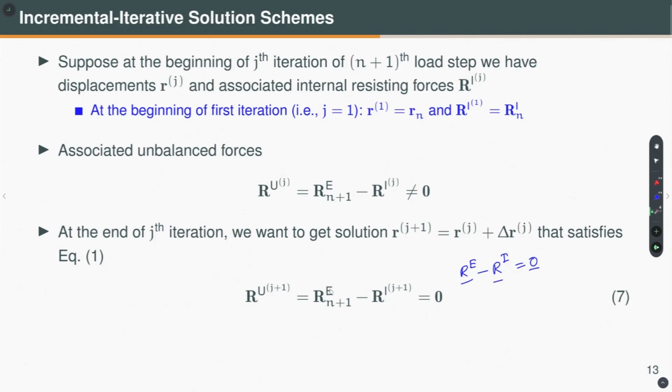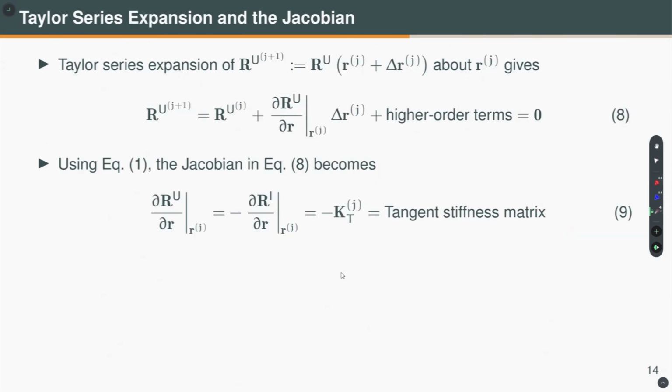Therefore, I am writing that the external force vector minus the internal force vector at the j plus 1th iteration is equal to this. When I say at the beginning of the jth iteration and at the end of the jth iteration, that means I am talking about j plus 1th. Now how do we derive such a method? You recall that RU is a nonlinear function of the displacement. So, RU j plus 1, that means the unbalanced force vector at the j plus 1th iteration, is a function of Rj plus delta Rj.